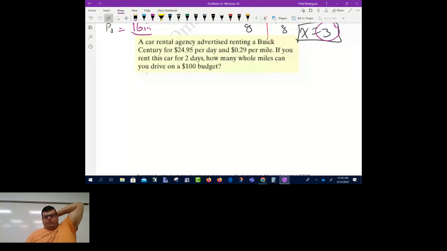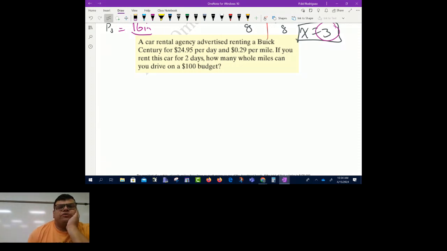And y'all, with this problem here, I usually think about this problem kind of like in a common sense approach. But let's read through the question. It says a car rental agency advertised renting a Buick Century for $24.95 a day at 29 cents a mile. If we can rent the car for 2 days, how many whole miles can we drive on a budget of $100?